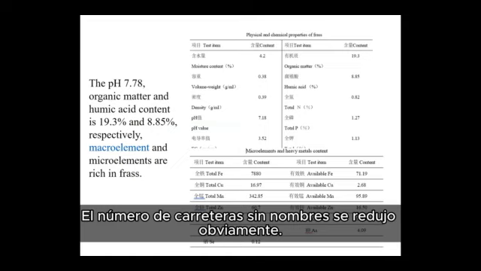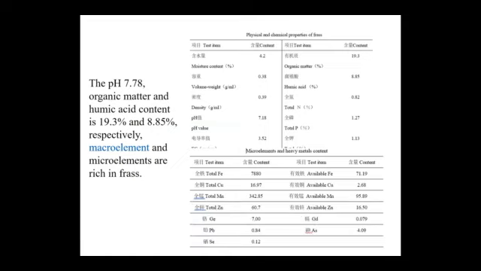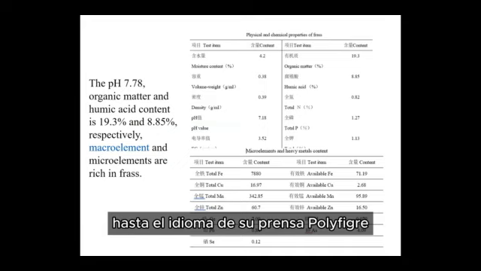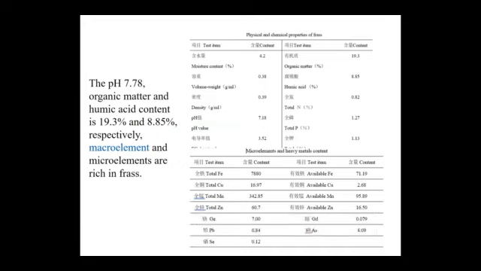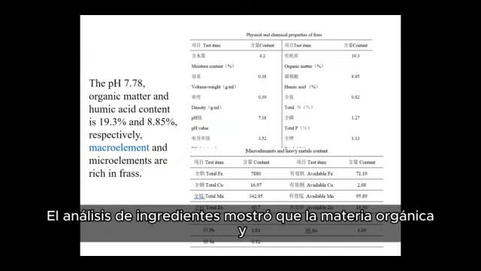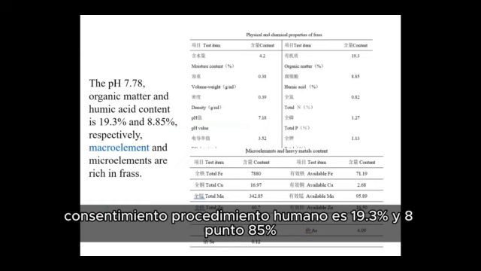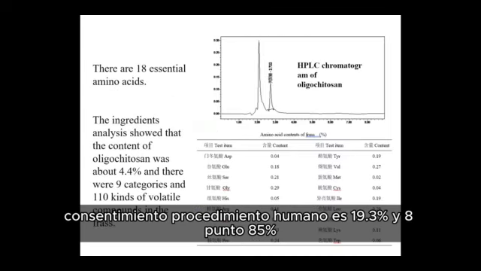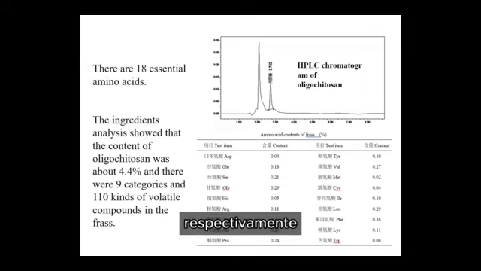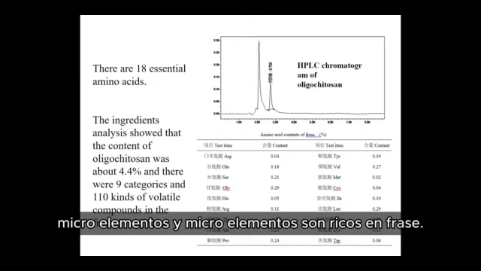The ingredient analysis showed that organic matter and humic acid content is 19.3% and 8.85% respectively. Macro elements and micro elements are rich in fats. There are 18 essential amino acids and more than 100 kinds of volatile compounds.